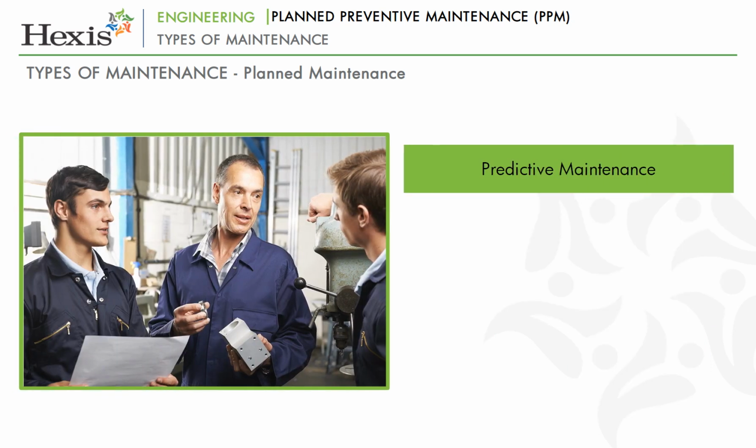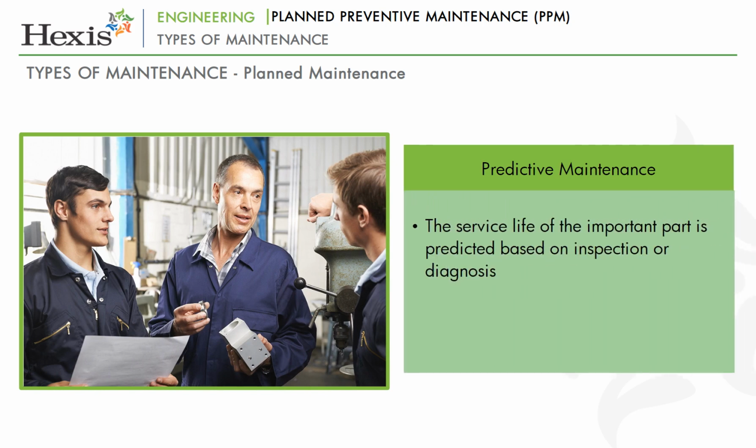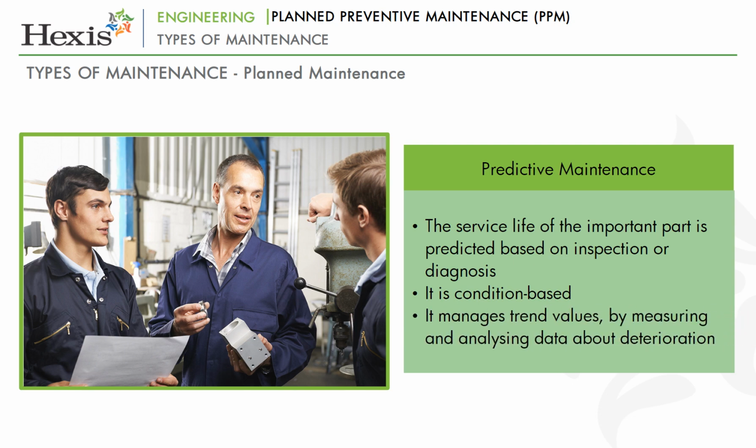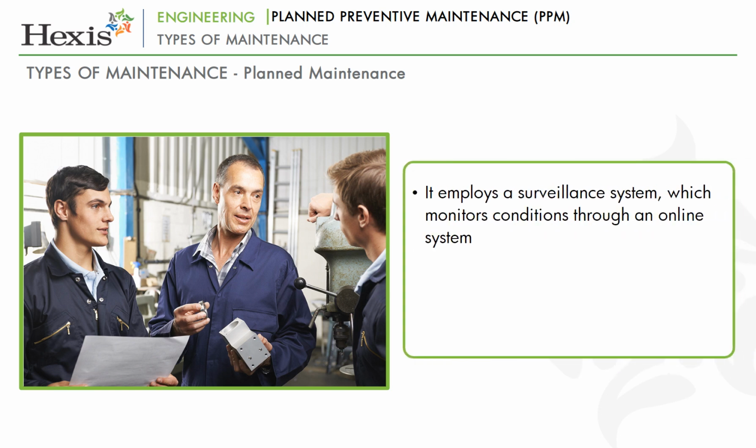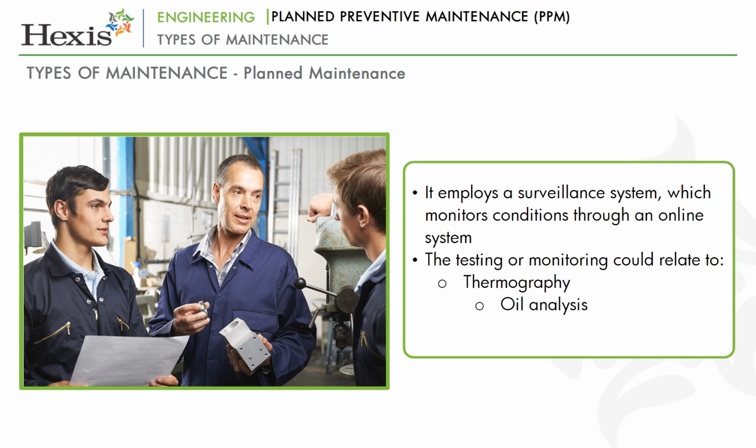Predictive maintenance is a method in which the service life of the important part is predicted based on inspection or diagnosis, in order to use the parts to the limit of their service life. Compared to periodic maintenance, predictive maintenance is condition-based. It manages trend values, by measuring and analyzing data about deterioration, and employs a surveillance system, designed to monitor conditions through an online system. The testing or monitoring could relate to thermography, oil analysis, vibration test, etc.